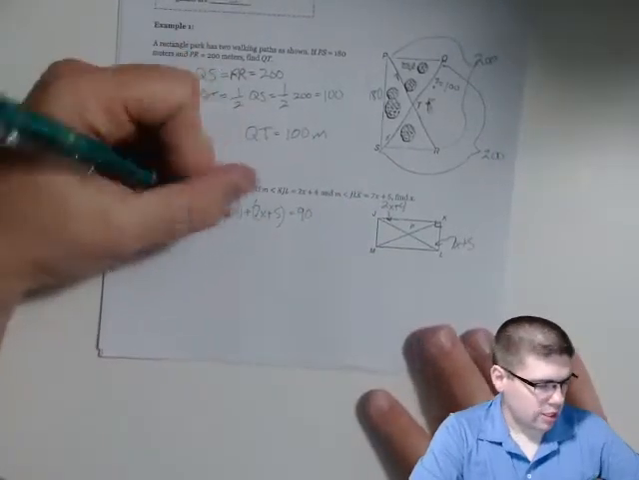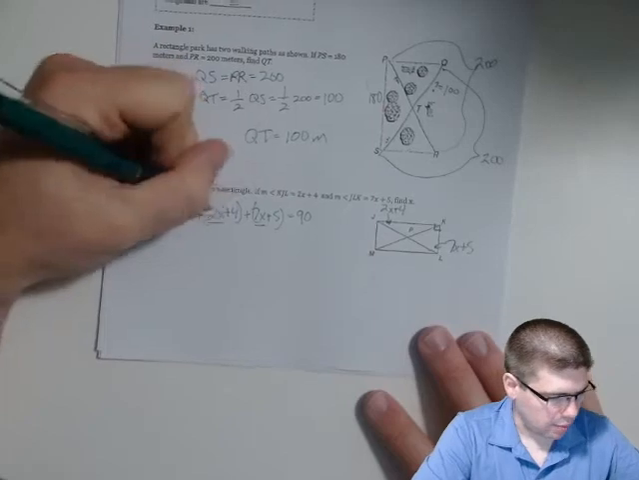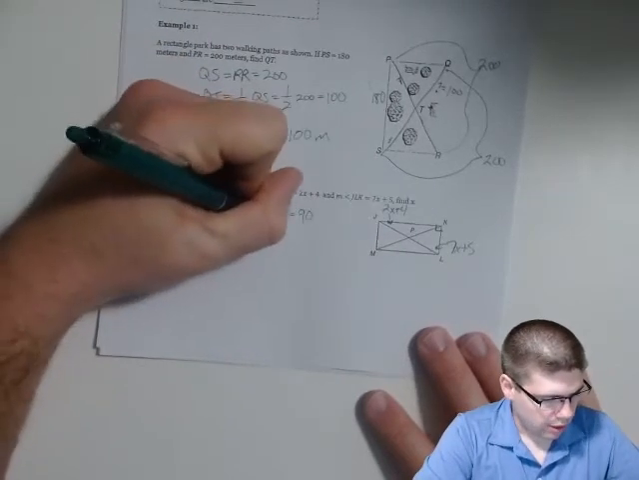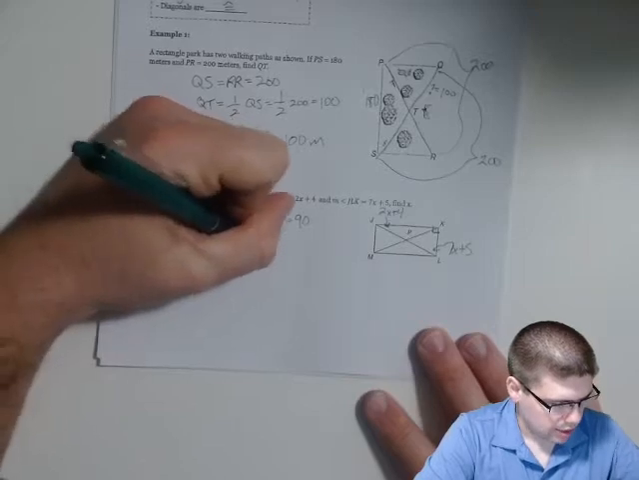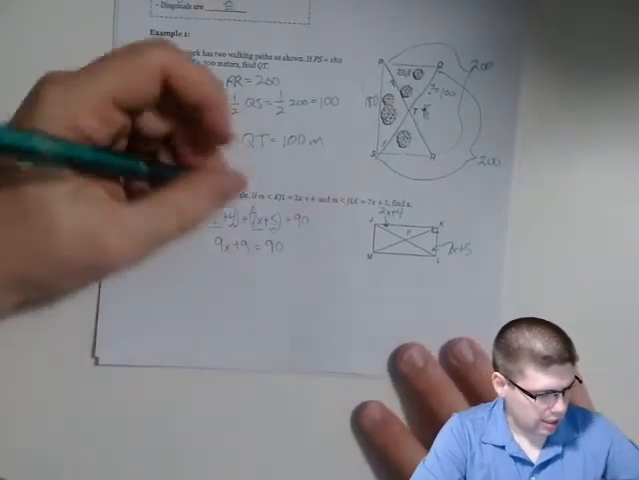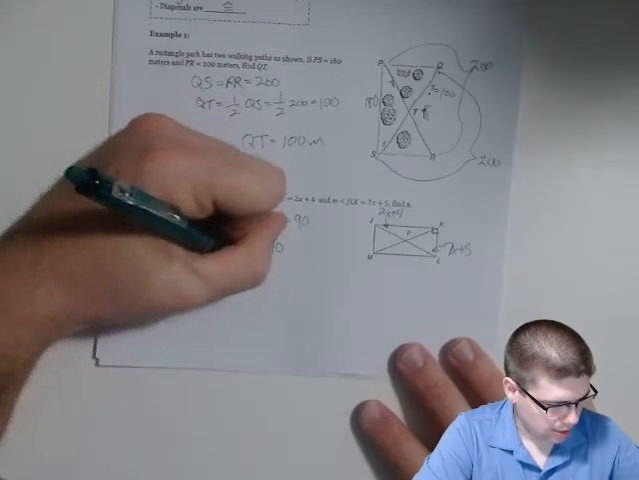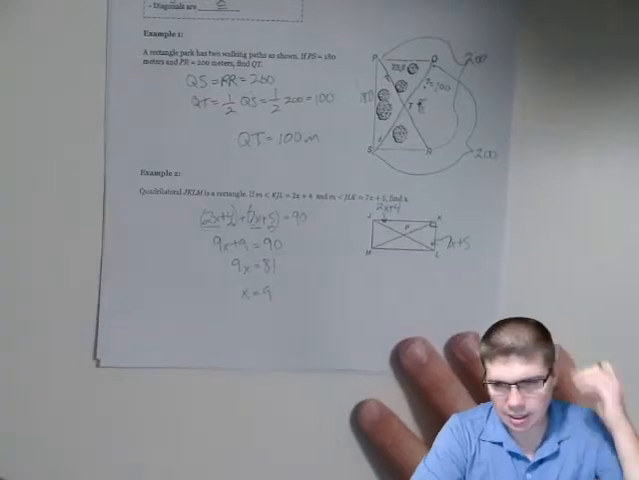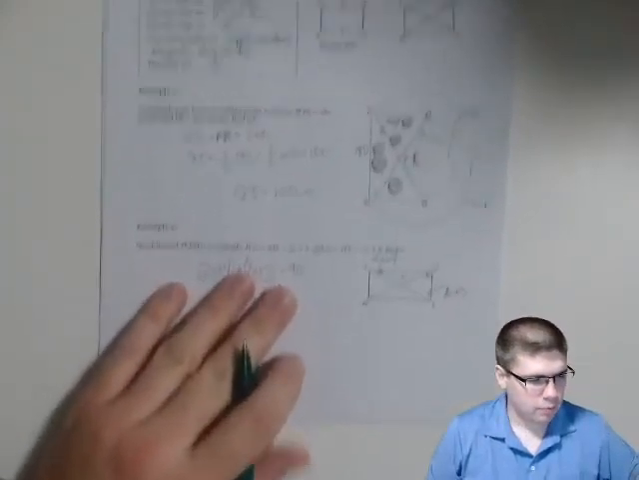But once we've got this, we can set up and solve. We can combine like terms. 2x and 7x is 9x. 4 and 5 is 9. So 9x plus 9 equals 90. So we'll subtract 9. 9x is 81. And so x is 9, and solve it that way.